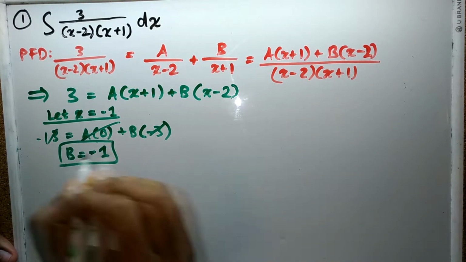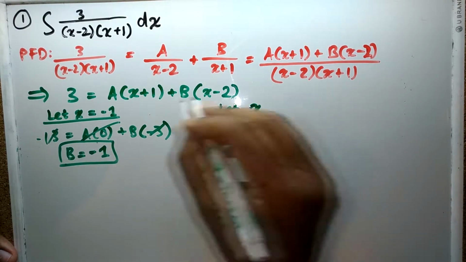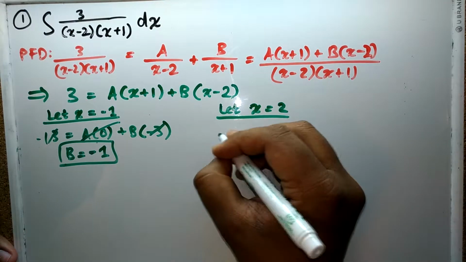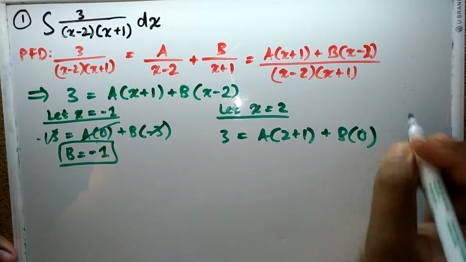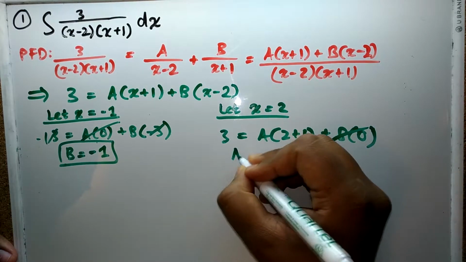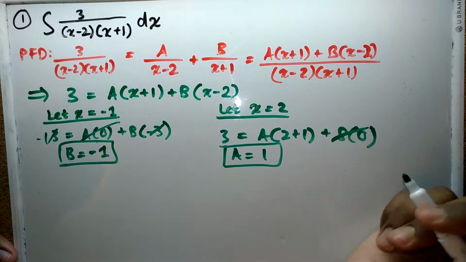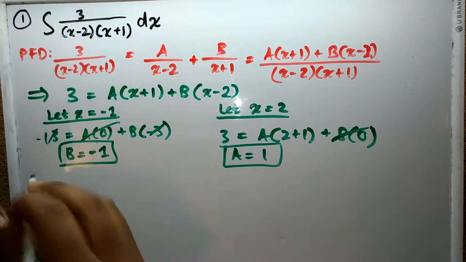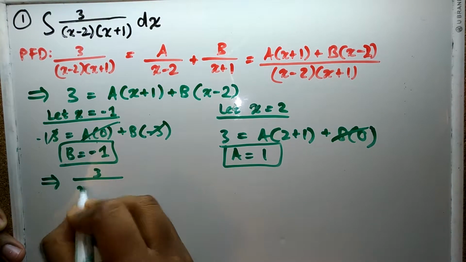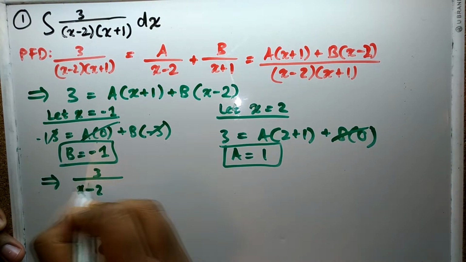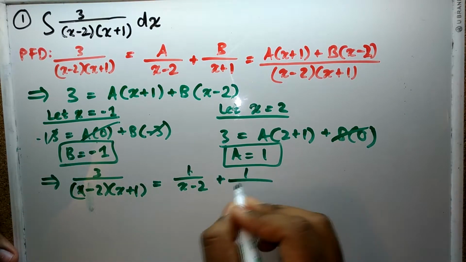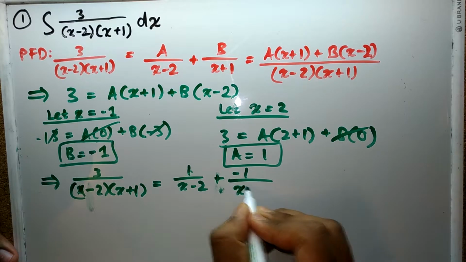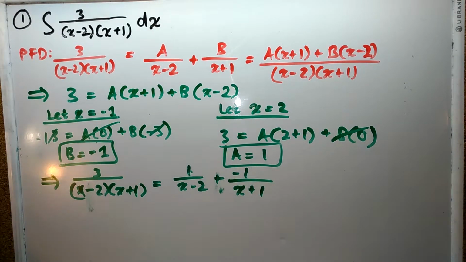And for a, you can do a similar sort of thing. Just let x equal 2. That'll cancel out the b because it'll just make that term 0, and you'll get a equal to 1. And from here, you can just plug it back into the partial fraction decomposition of the integral, and so the function just becomes that.